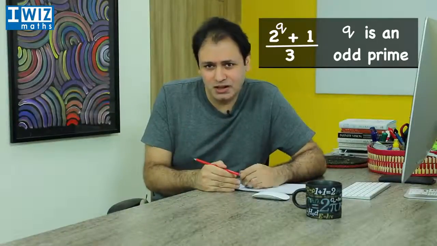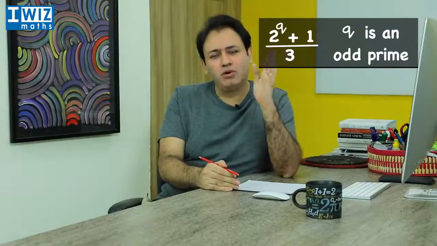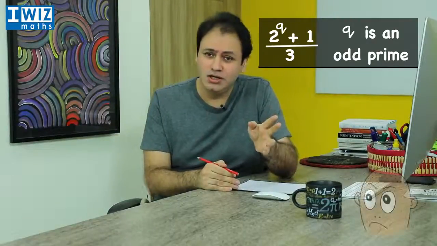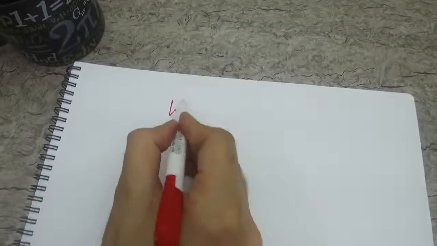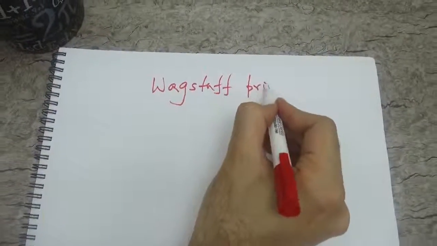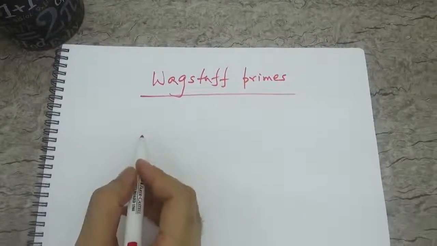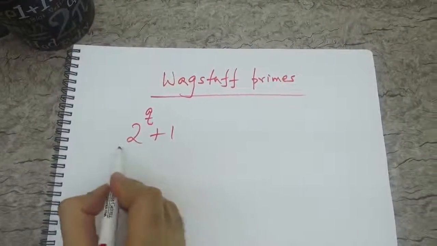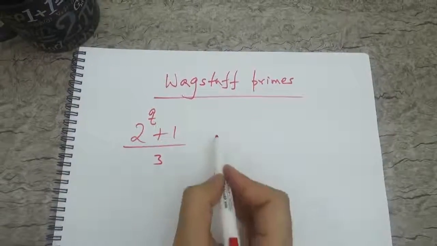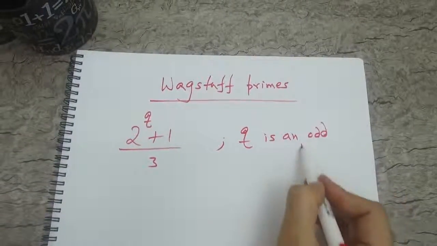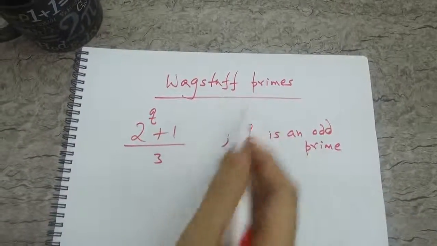Okay, so let me just repeat that. A Wagstaff prime p has the form (2^q + 1)/3, where q is an odd prime number. So let's consider the first few Wagstaff primes. That's what we are trying to understand, Wagstaff primes. Now these primes, as we said, have the following structure, where (2^q + 1)/3 is a prime, where q is an odd prime. Okay, so that's the definition of Wagstaff primes.